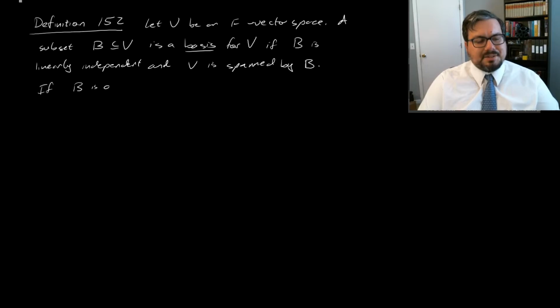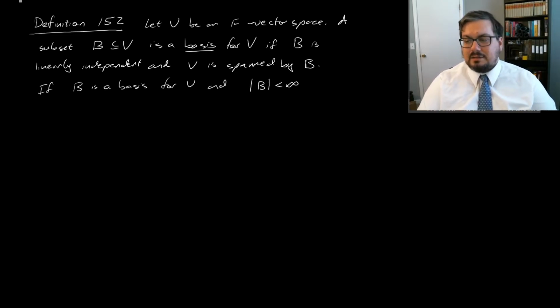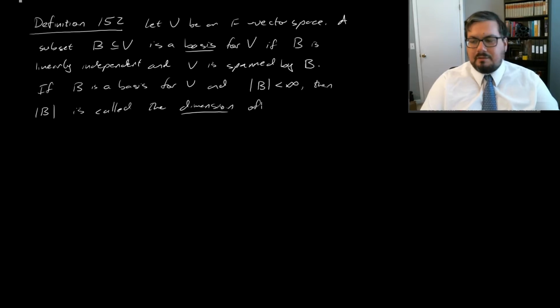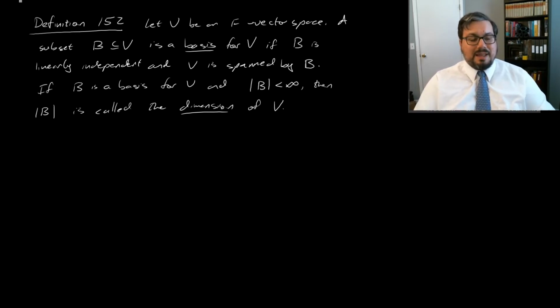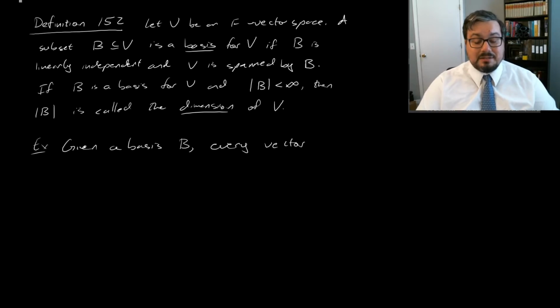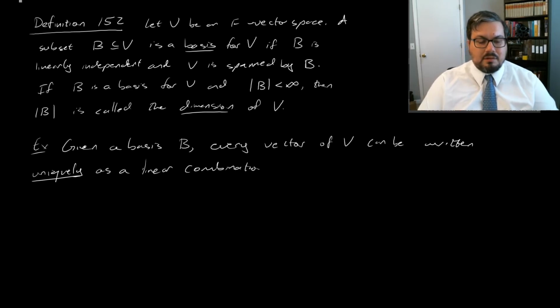Now, if B is a basis for V and the cardinality of B is finite, then the cardinality of B is called the dimension of V. All right. So the reason why we like bases is because, given a basis B, every vector, or every element, equivalently, of V can be written uniquely as a linear combination of the B's.